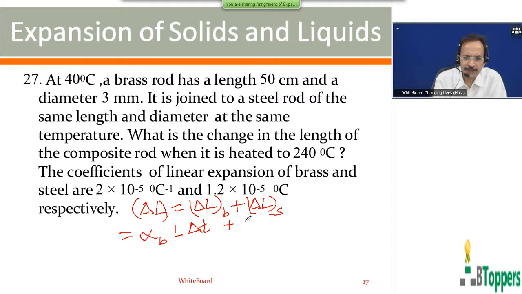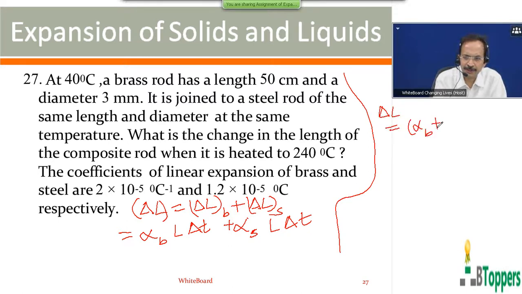So alpha B is the coefficient of linear expansion for brass. The change in the length of the steel rod is equal to the coefficient of linear expansion of steel into the original length of the steel rod into the change in temperature. So the change in the length of the combination, taking L delta T common, is alpha for brass plus alpha for steel, into L delta T. Alpha for brass is given as 2 into 10 power minus 5 per degree centigrade, and alpha for steel is 1.2 into 10 power minus 5 per degree centigrade. You can take 10 power minus 5 per degree centigrade common.